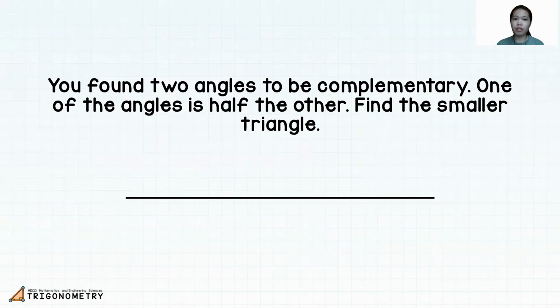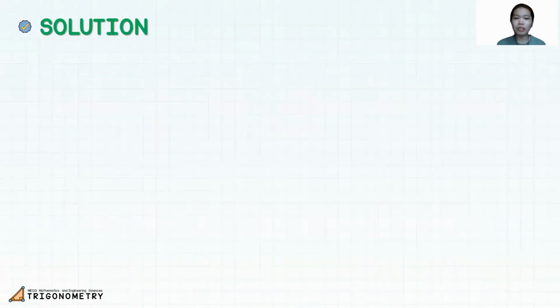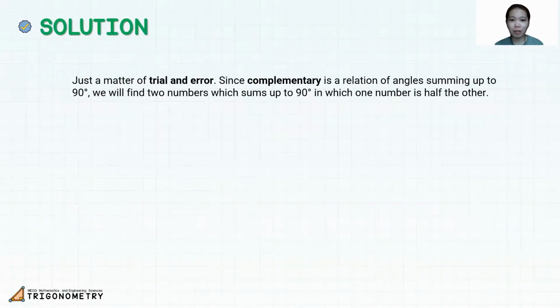For the next question, you found two angles to be complementary. One of the angles is half the other, and find the smaller angle. This question requires quick thinking of how to find the two angles which are complementary to each other, where one of the angles is half the other. It is just a matter of trial and error, since complementary angles sum up to 90 degrees. So we will find two numbers which sum up to 90 degrees, in which one number is half the other.